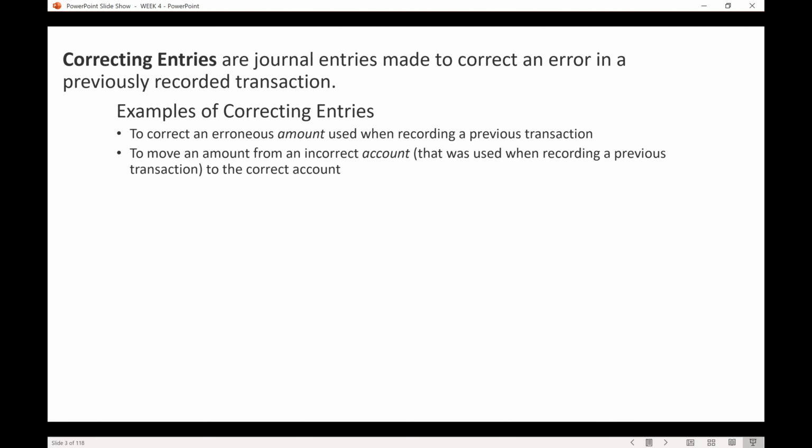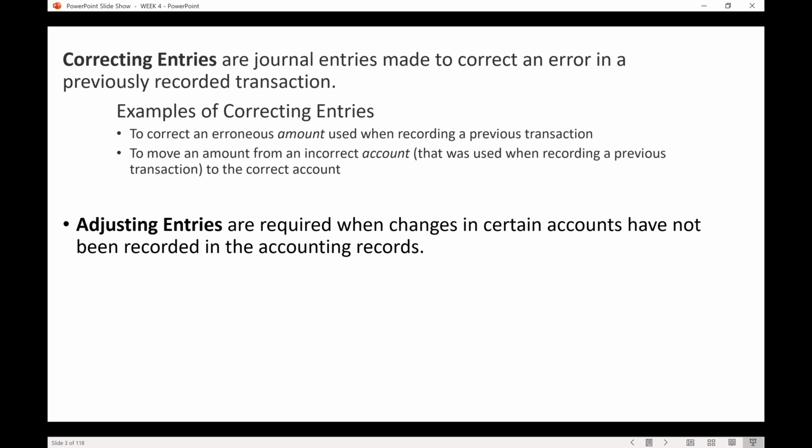Another example of correcting entries is to move an amount from an incorrect account, right? So you had previously recorded it to the wrong account. So you might have recorded an expense and you put it in a revenue account, right? So you're correcting that, you're moving it from that incorrect account to the correct account. So those are a few correcting entries. Those are a few correcting errors, right?